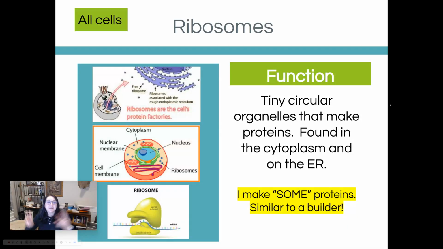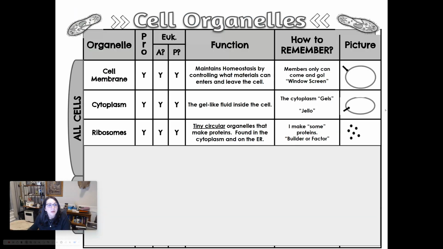So we say I make some proteins, and it's like the builder of the cell. For your chart, ribosomes, yes across. I make some proteins, and then this should be the picture of these little dots.